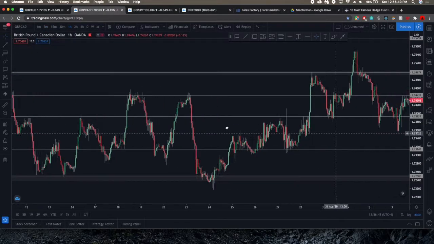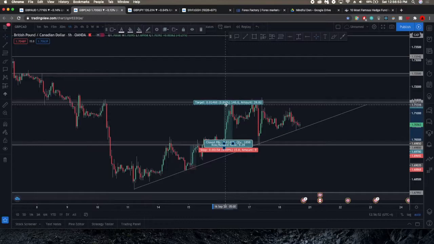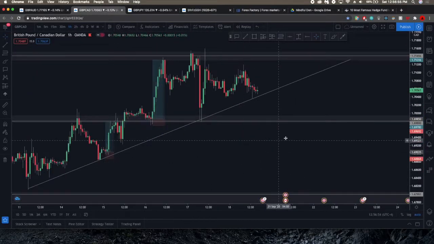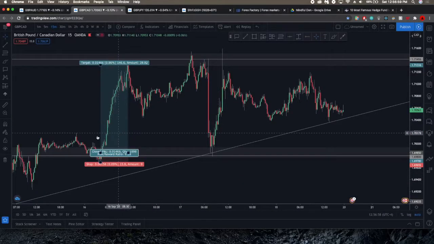So that's your take profit, 140 pips. You see how clean it was? I would have had it at the next one, because that right there, okay? Next trade was, so this was September 16th.